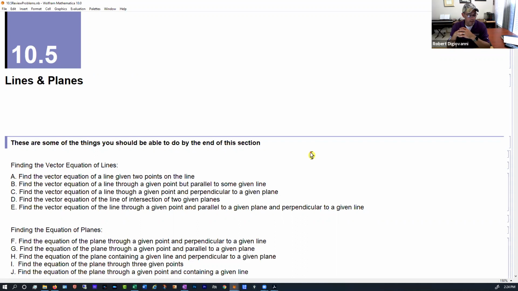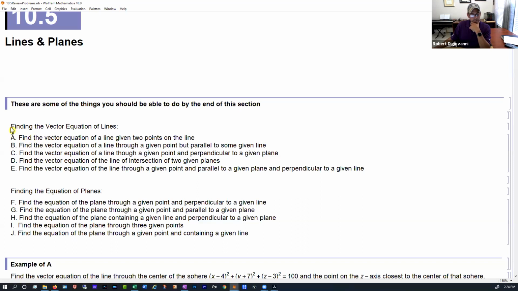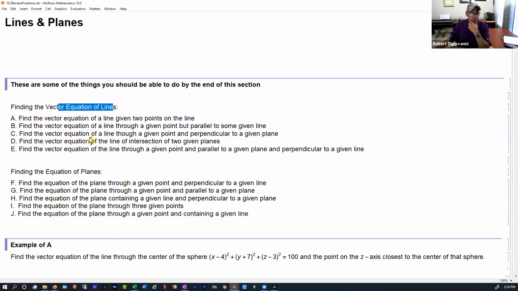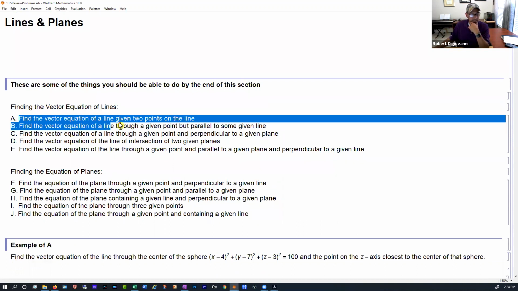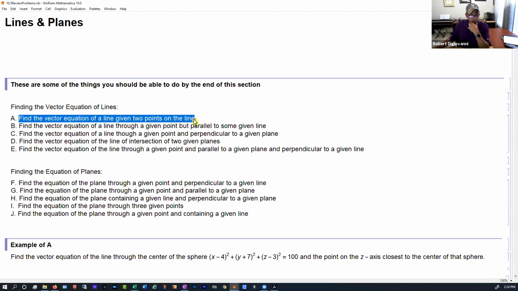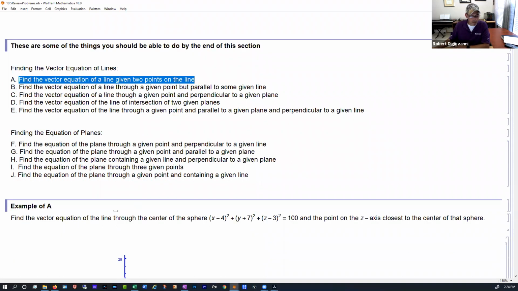All right. And the way this works is I say here, in terms of finding vector equations of lines, there are 2 main topics in this section: lines and planes. When it comes to vector equations of lines, here are the things that I think you need to be able to do. You need to be able to find the vector equation of a line given 2 points on the line. So if someone gives you 2 points, can you find the vector equation of the line? Everyone should be able to do that. And then I go through and list out all the different things that I think you should be able to do. And after that, I give you an example of each one.